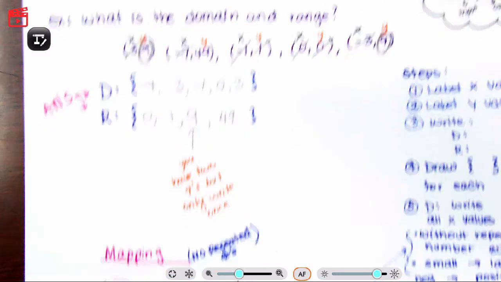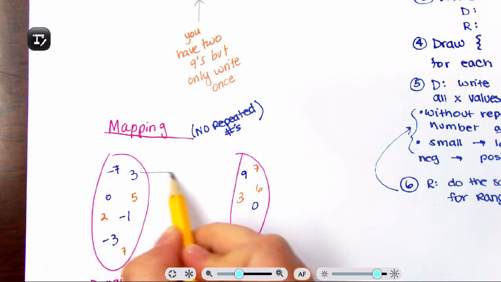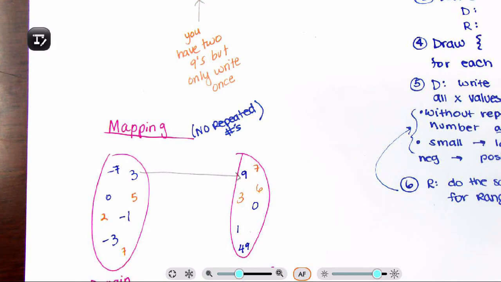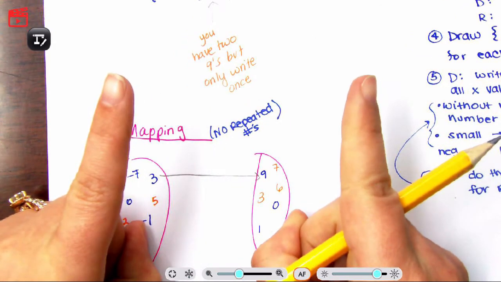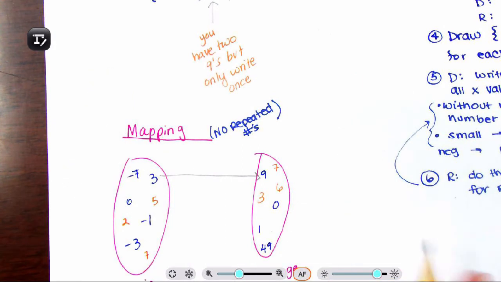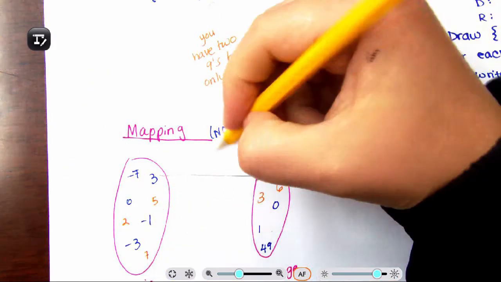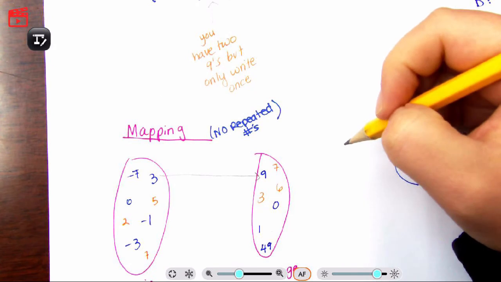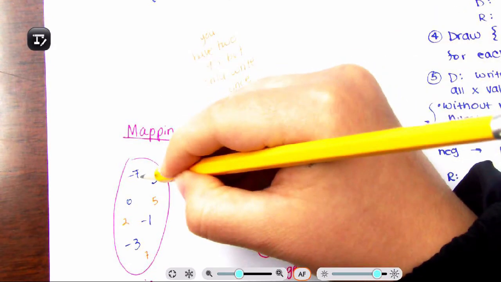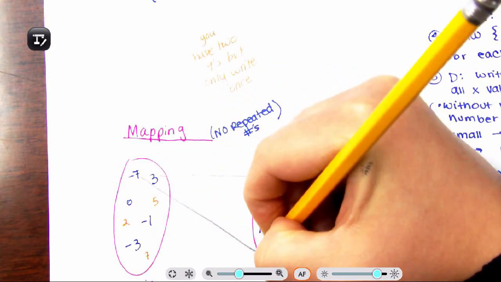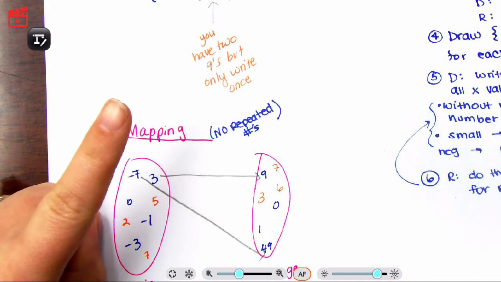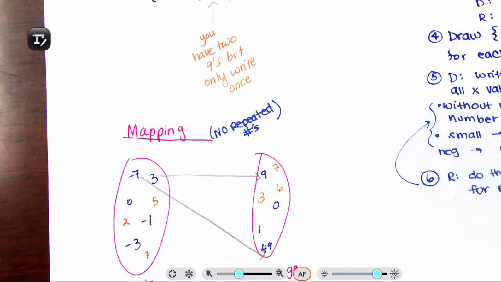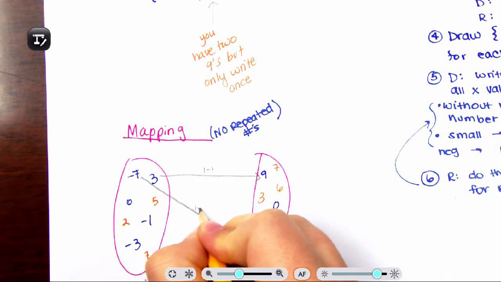What has a relationship? I'm looking at these points here. 3 and 9 has a relationship. That is 1 input, 1 output. So far, so good. Next, we have -7 and -3. Just kidding. -7 and 49. -7 is here. 49 is here. 1 input, 1 output. -7, 49. So this is 1 to 1. This is 1 to 1.